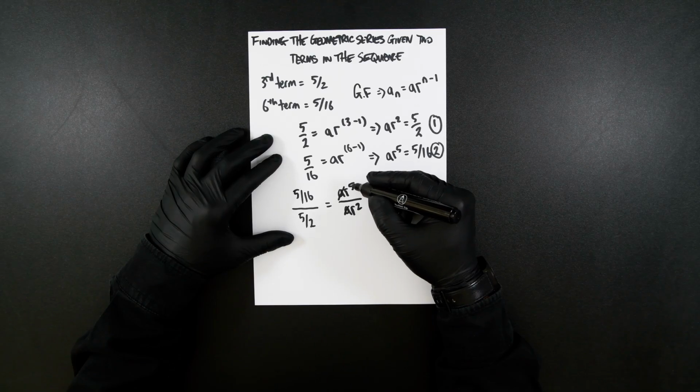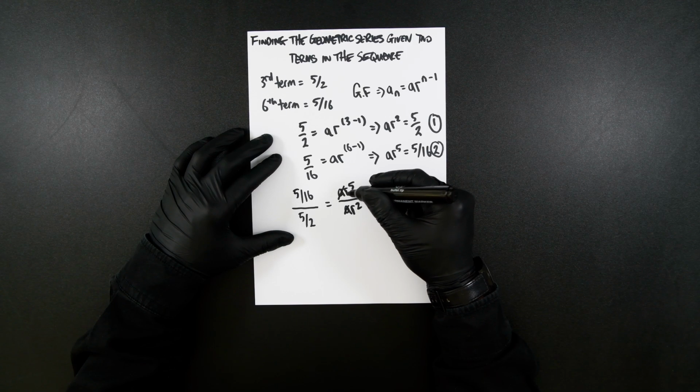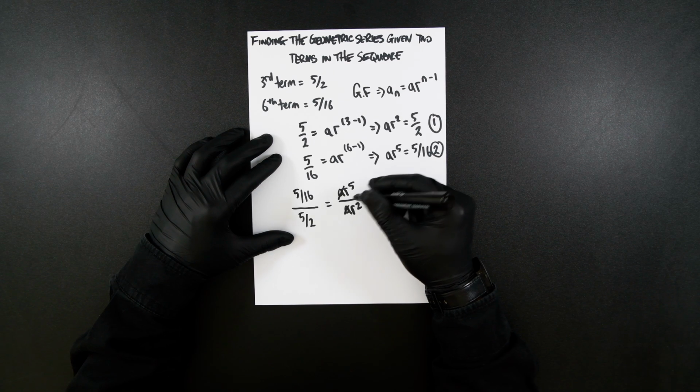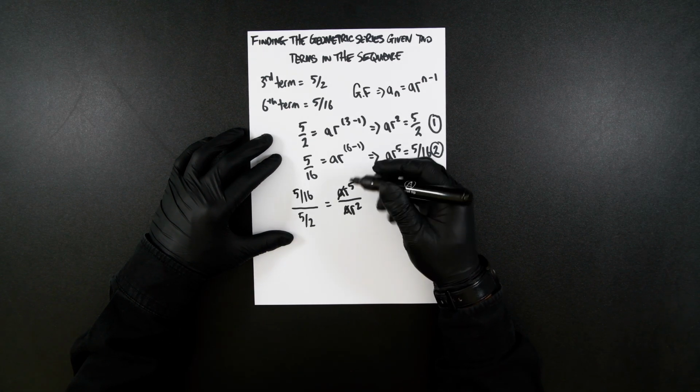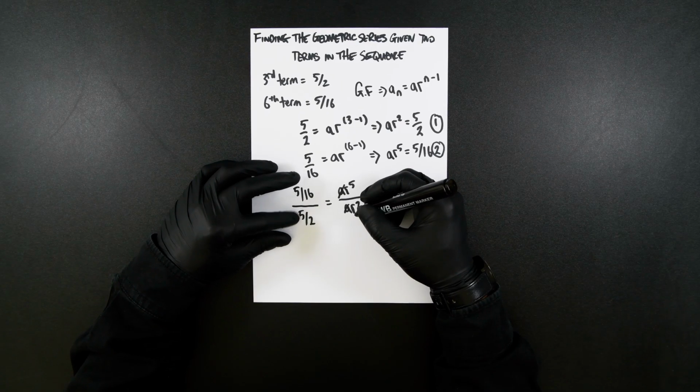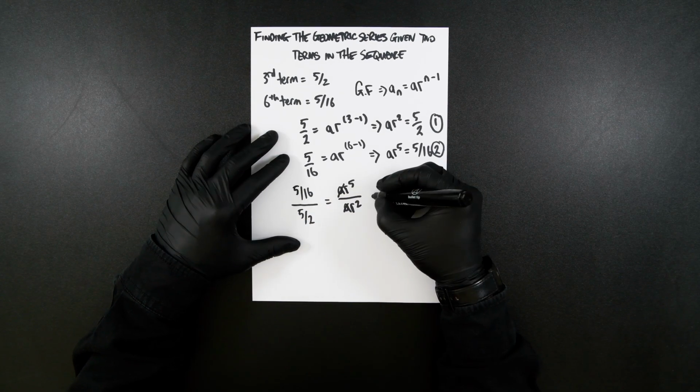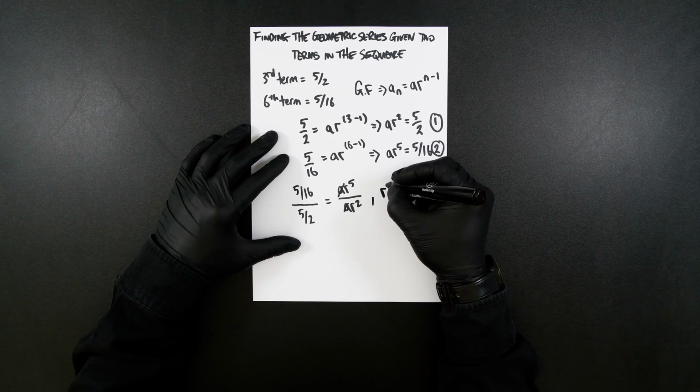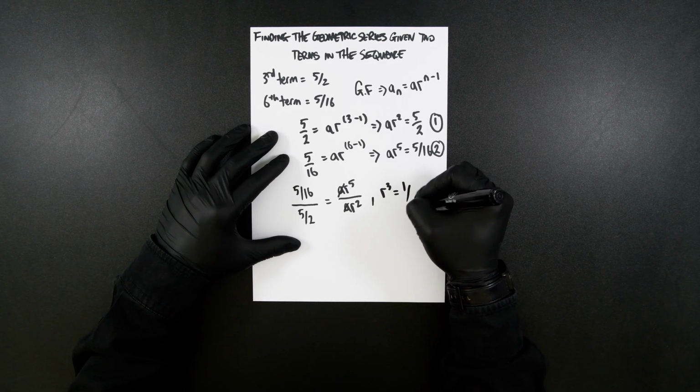We know through indices rules that if you divide anything to the power by anything to the power, the indices are subtracted from one another. And this is really obvious, you do not need a calculator for this. You can just do this in your mind. It's going to be an eighth. So that means you're going to get r^3 equals 1 over 8.